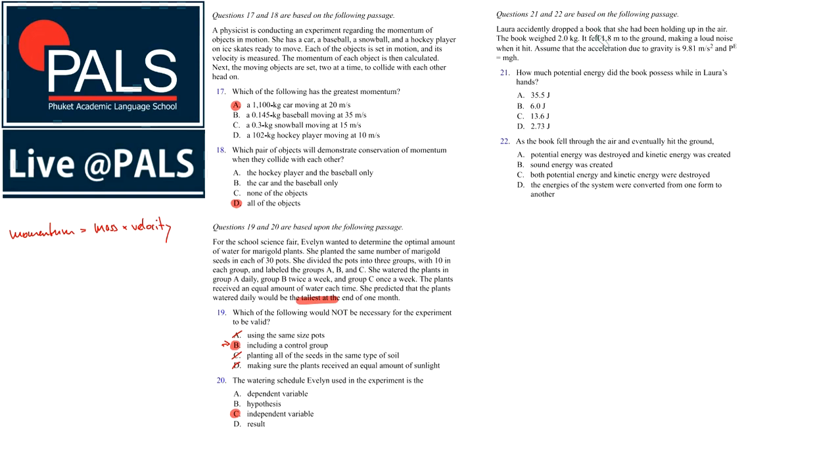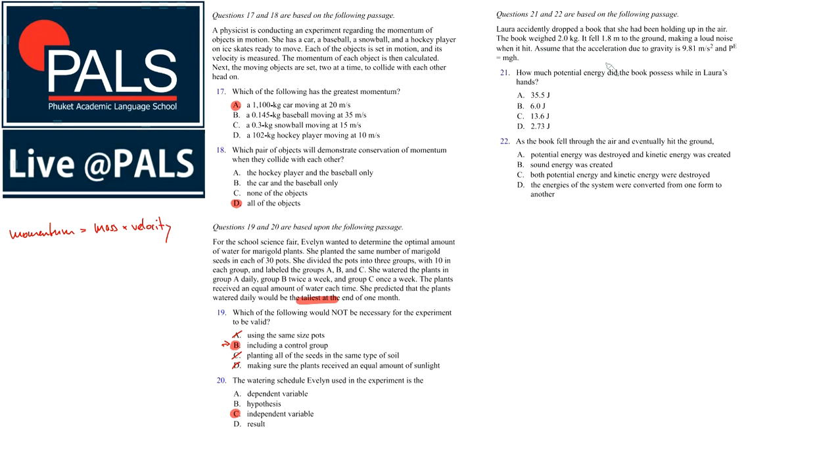Laura accidentally dropped a book that she had been holding up in the air. The book weighed 2 kilograms. It fell 1.8 meters to the ground, making a loud noise when it hit. Assume that the acceleration due to gravity is 9.81 meters per second squared, and gravitational potential energy is equal to mass times gravitational acceleration times height. How much potential energy did the book possess while in Laura's hands?